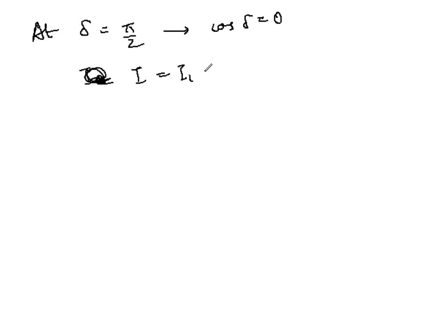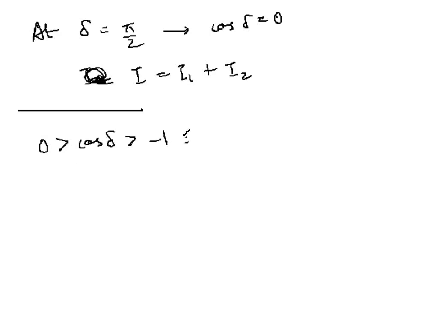Now what happens at delta is equal to pi by 2? Here you see cos delta is equal to 0, and so the optical disturbances are 90 degrees out of phase, and I will just write I is equal to I1 plus I2. So there is no extra term here. Now for the other case, which is basically 0 greater than cos delta greater than -1.